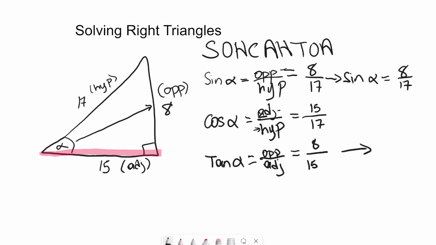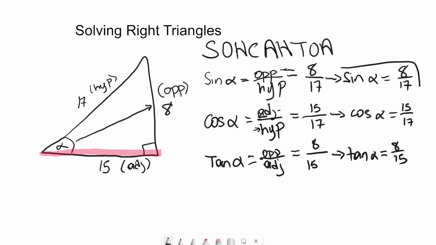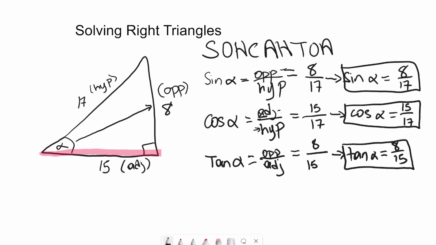So if I were to write this all explicitly, this means that tan of alpha is 8 over 15, and cosine of alpha is 15 over 17. And so this is how you would solve to find the ratio of sine, cosine, and tan for your right triangle. Now let's look at another example.